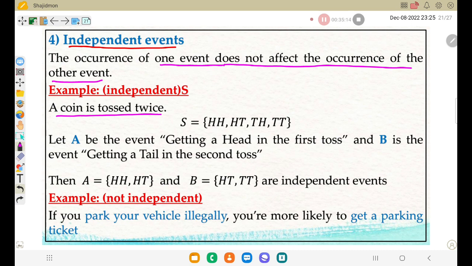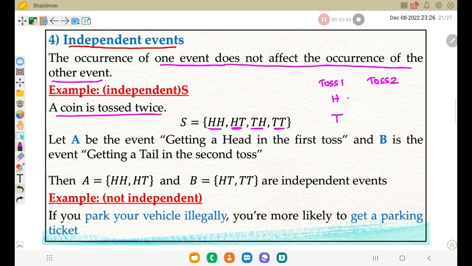So what are the outcomes? First time you get head, second time also head. So head head. First time head, second time maybe tail will be there. First time tail, second time head will be there, correct? And both maybe tail will be there. So a coin is tossed two times. Okay, first toss, second toss, correct? First time what are the options? Either head will be there or tail will be there, correct?